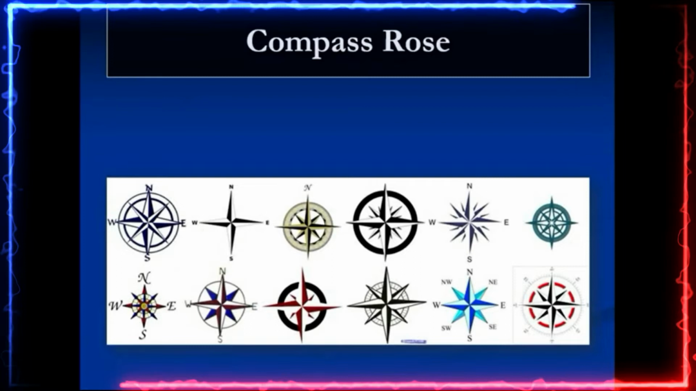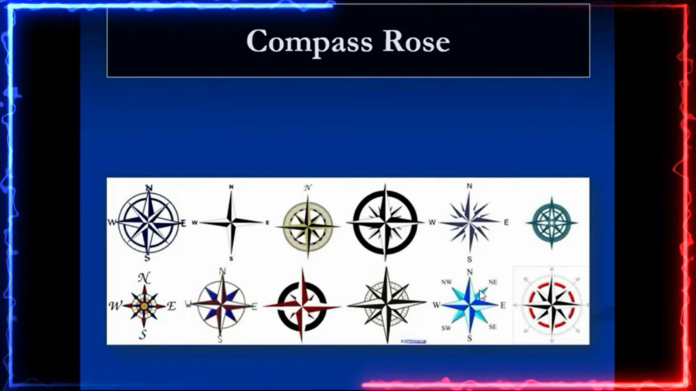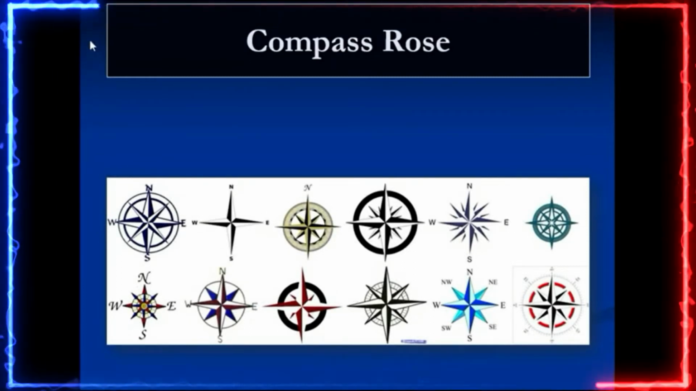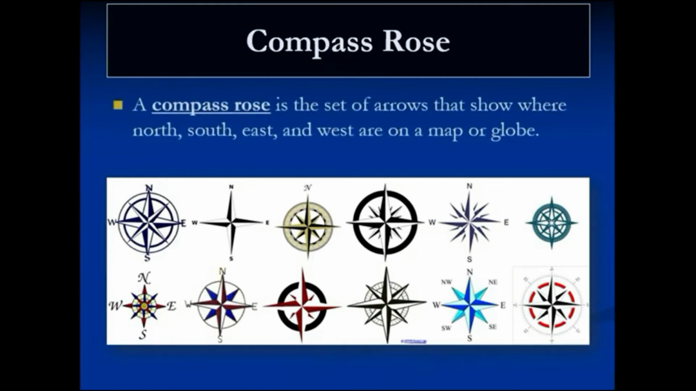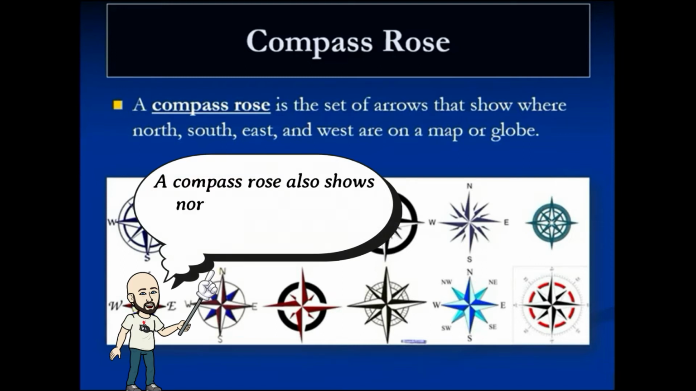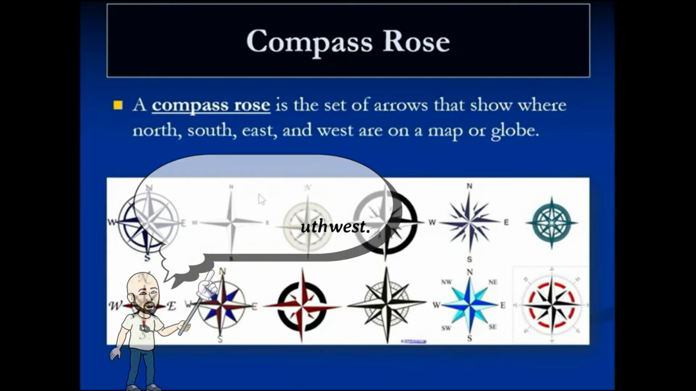Compass rose. These are pictures of different compass roses. A compass rose is the set of arrows that show where north, south, east, and west are on a map or a globe. All maps or globes have a compass rose, and as you can see, they show which direction on a map is north, which is south, which is east, and which is west.